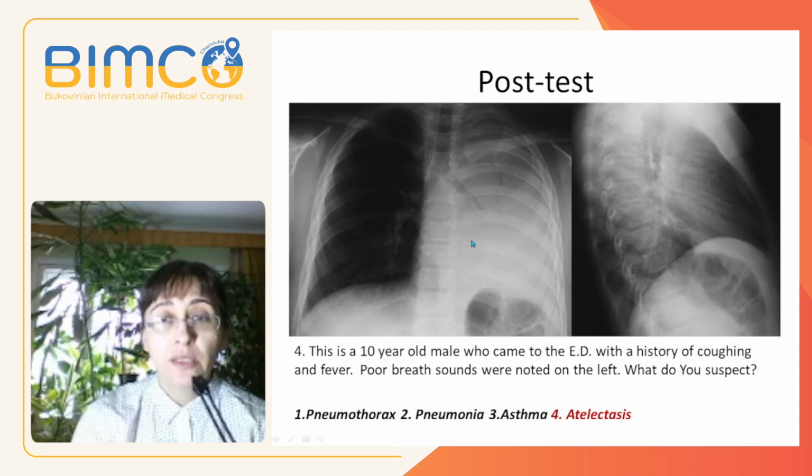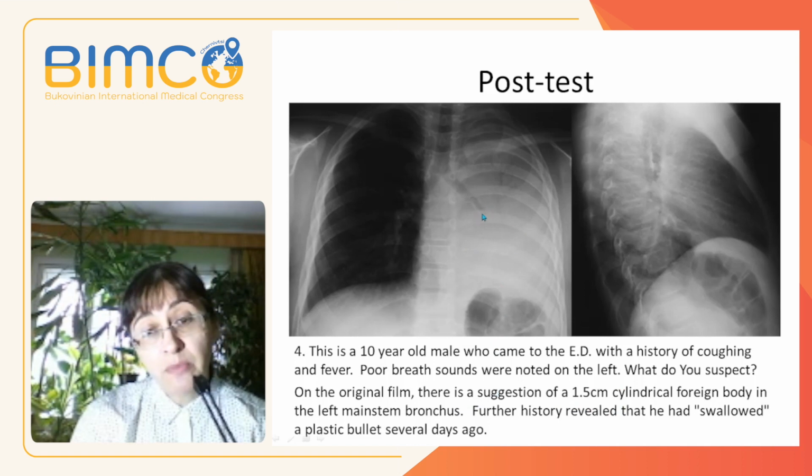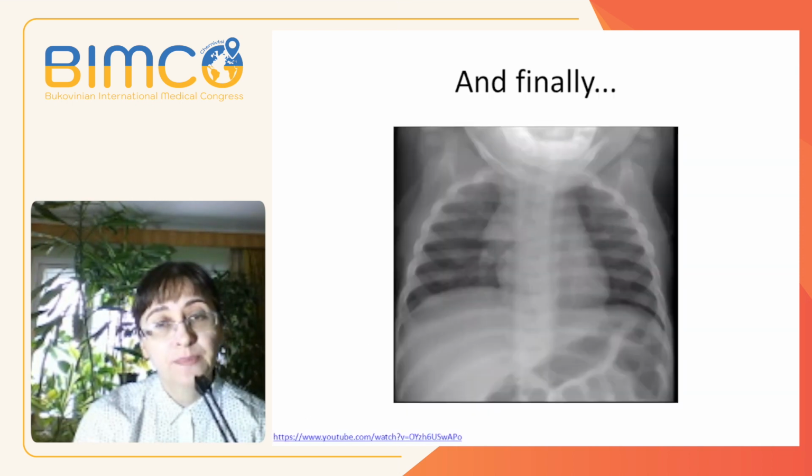and also we can't observe air abruptly stopping on this level. And what has happened? On the original film, there is a suggestion of a 1.5 centimeter cylindrical foreign body in the left mainstem bronchus, and further history revealed that the child had swallowed a plastic bullet several days ago. So the correct answer is foreign body.